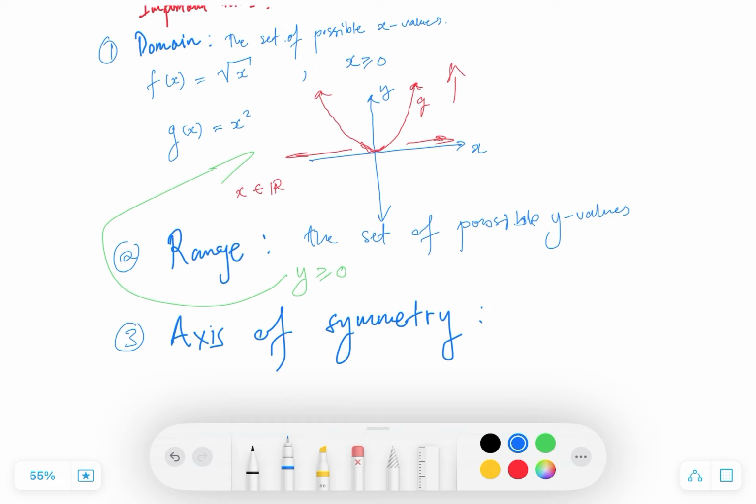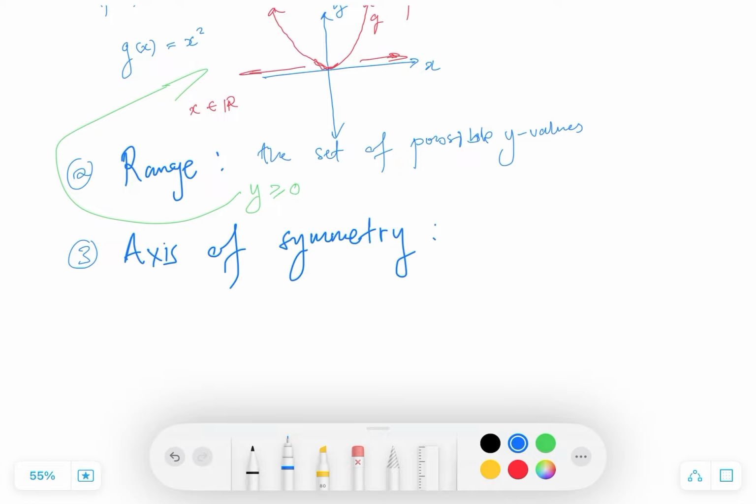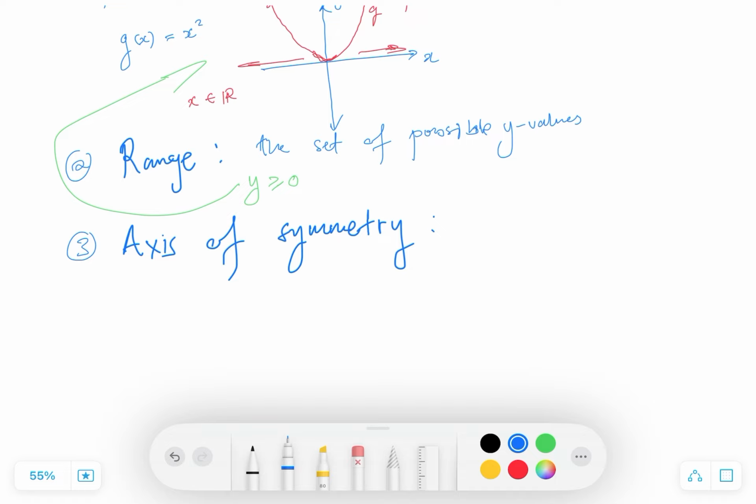So with the axis of symmetry, you can imagine folding the graph in half and both sides match perfectly. So the line you fold along is the axis of symmetry, right? So we even have this on, let me quickly write down the definition of the axis of symmetry.